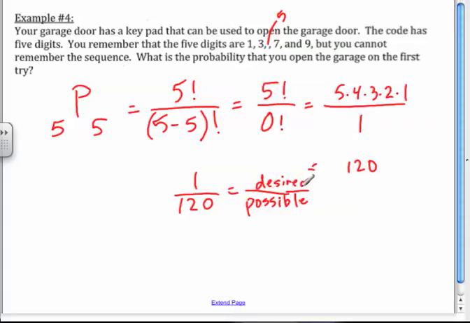All right? There are 120 possible orders of numbers that I can choose from, but there's only one that I want, right, to open this lock. So 1 out of 120. That's our probability. And we could write that as a decimal or as a percent, however they want it. All right?